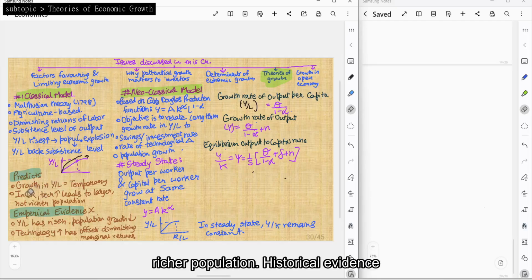Historical evidence does not support this theory. Over the past decades, we have seen that GDP per capita has consistently risen for a few countries while population growth has slowed down. And the improvements in technology have offset diminishing marginal returns of input factors in the production function.